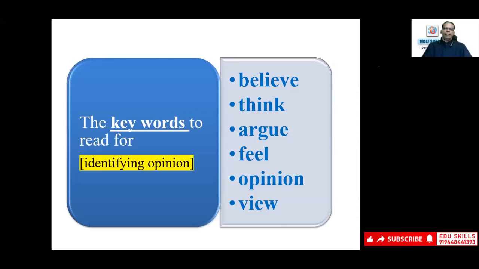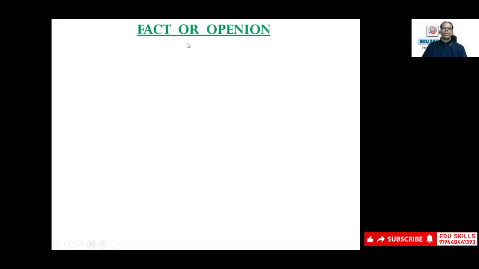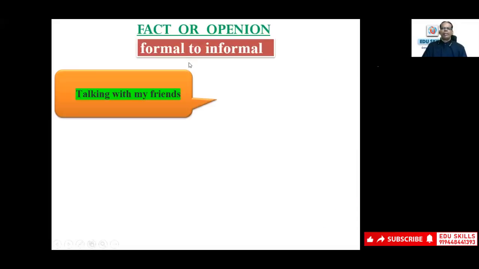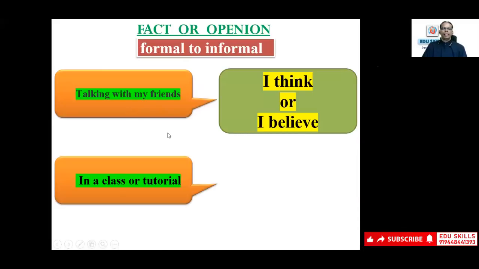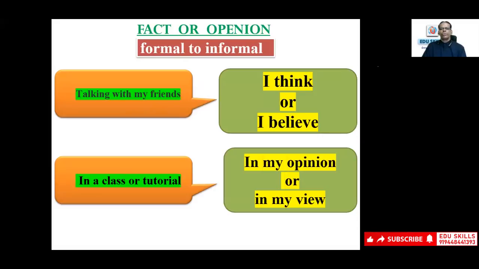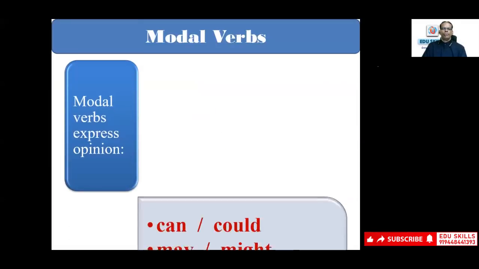Okay, and the key words to read for identifying opinion. When you read part C, the words like believe, think, argue, feel, opinion, view. Sometimes in communicative English, you also use say, the word say. So all these words tell you this is the opinion. Okay. And formal and informal ways are there. Talking with friends, you can say I think or I believe. In a class or in a tutorial or writing academic articles, you use in my opinion or in my view.